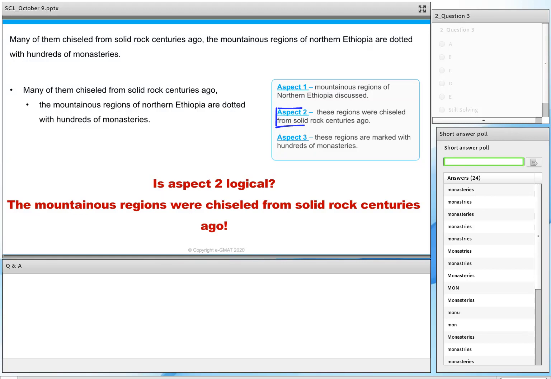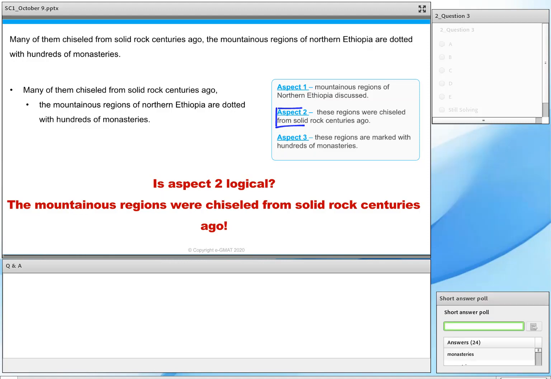So, what happened here? I want you to pay attention to the whole process. I get a sentence that does not convey logical meaning, but I have not looked at the answer choices. What I'm trying to do is connect the logical dots to understand what should be the logic conveyed by this sentence. And then I realized that if the sentence is talking about something being chiseled, of course it cannot be the mountainous region. So what am I left with? I'm only left with hundreds of monasteries. And yes, it makes sense to say that hundreds of monasteries are chiseled from solid rock. All right, very good. You understand this meaning.